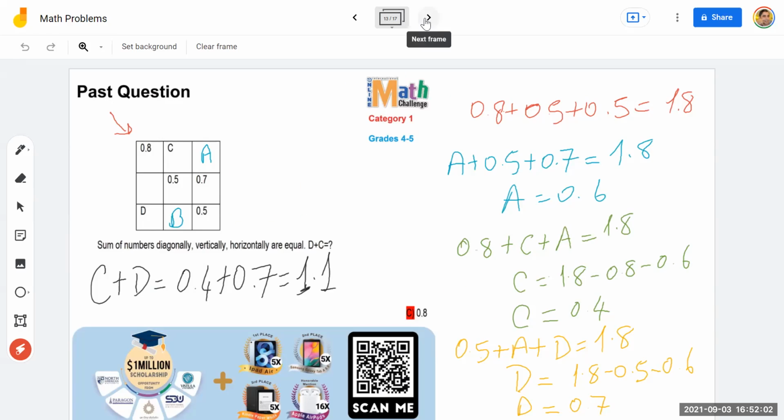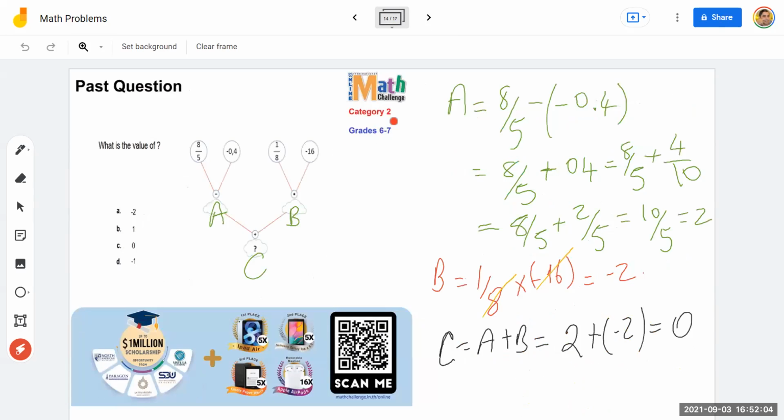Okay. So our next question is from category 2, grade 6-7 level past papers. So here we have 1, 2, 3 blank cells. So first we will find A and B, then we will find C. To get A, it is given that we need to subtract these 2 numbers. But be careful, this is subtraction and this is negative. That is the tricky part probably.